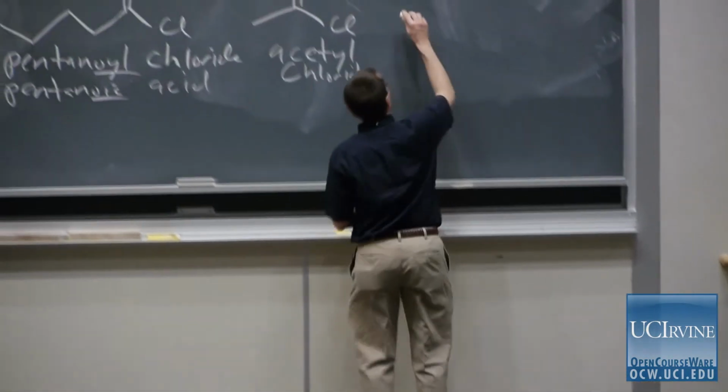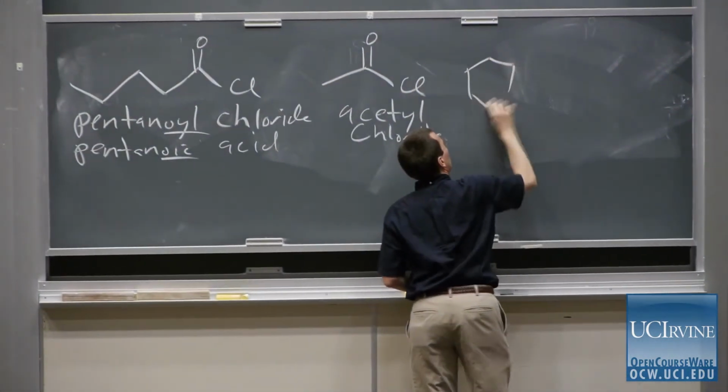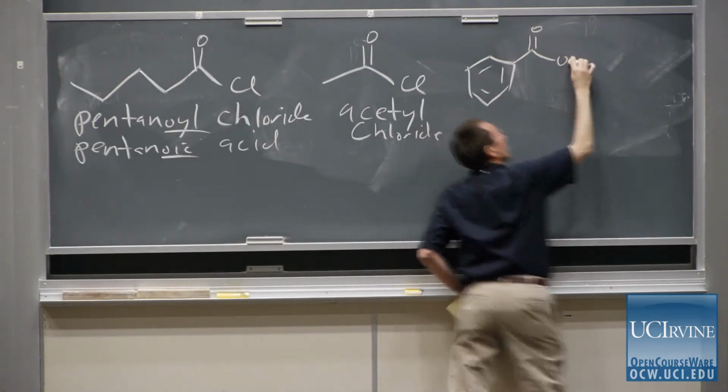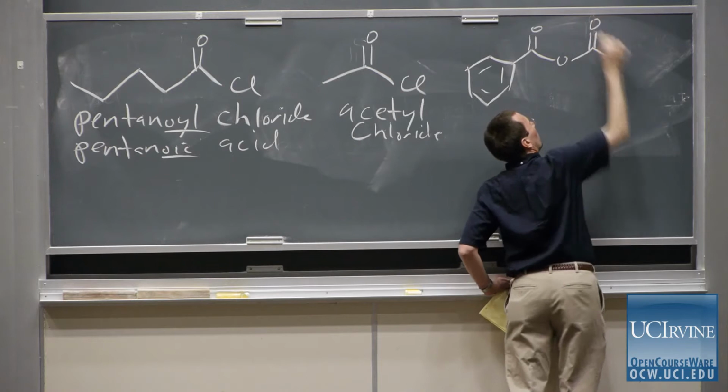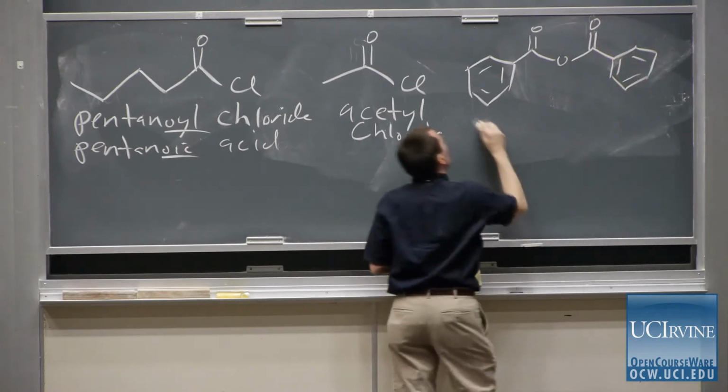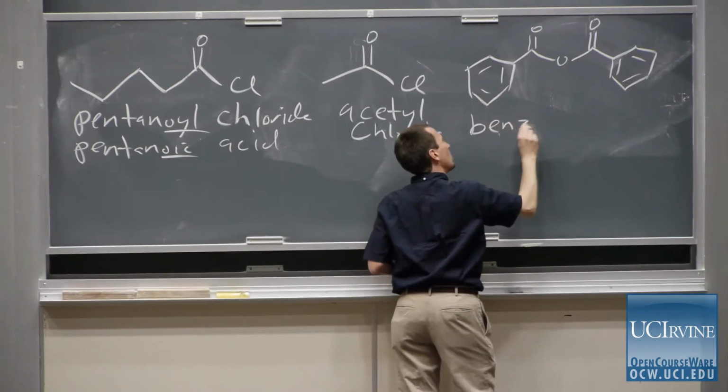And let's do one more. I'll do an anhydride here. This is the anhydride derived from benzoic acid. So we call it benzoic anhydride.